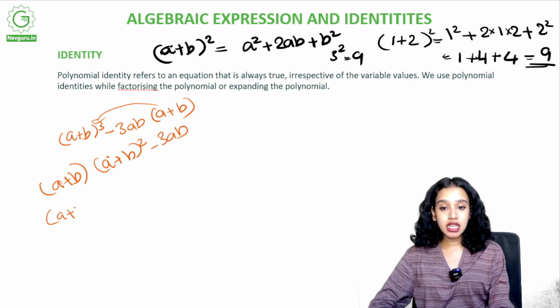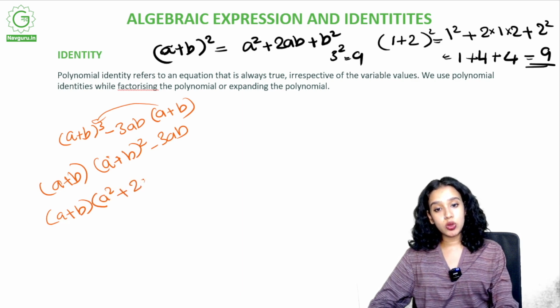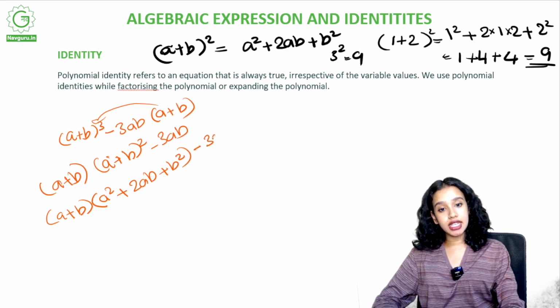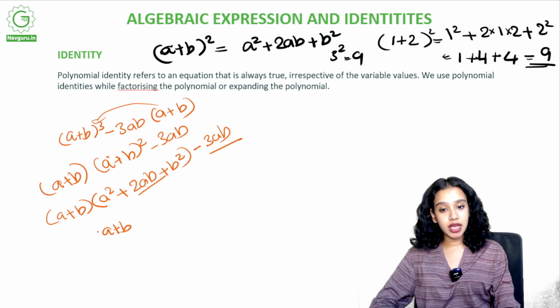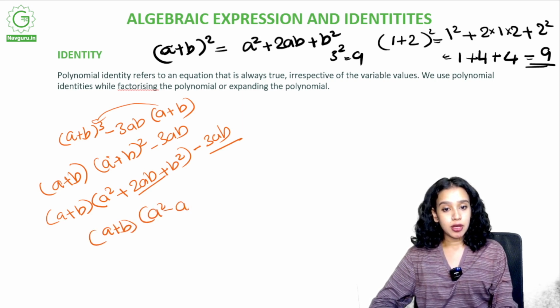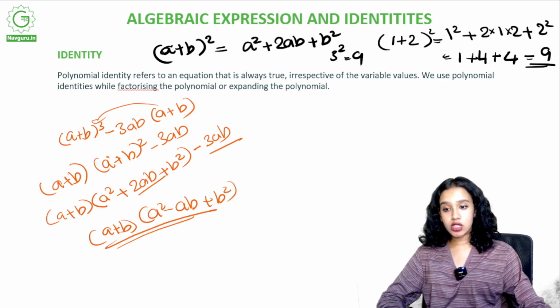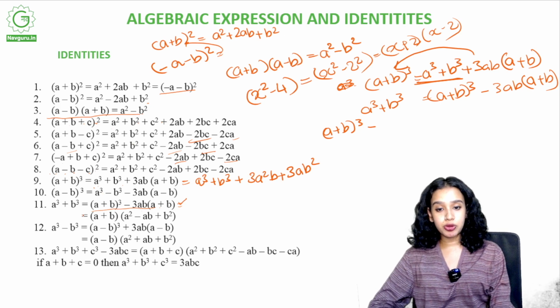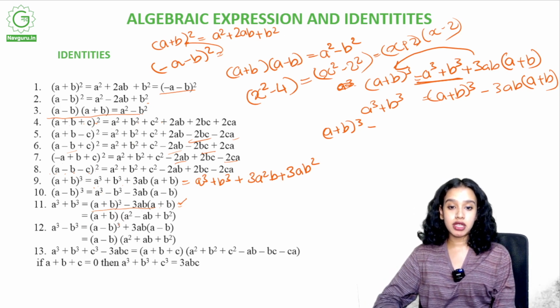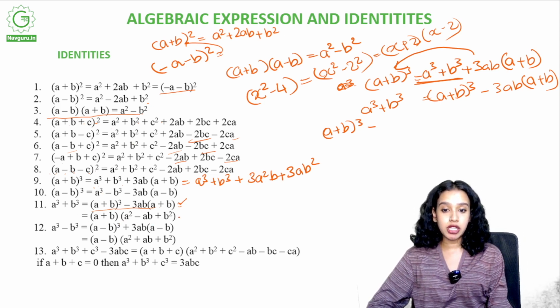Now, when I expand a plus b the whole square, I'll get a square plus 2ab plus b square, right? Minus 3ab. Now, 2ab minus 3ab would give me a plus b into a square, minus ab plus b square. So that's how we got the equation a cube plus b cube is equal to a plus b into a square minus ab plus b square.